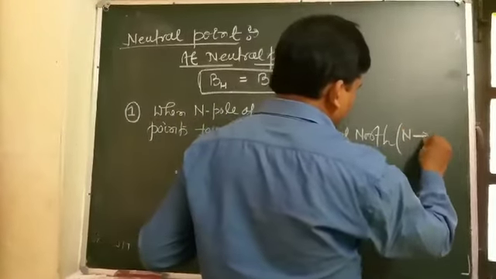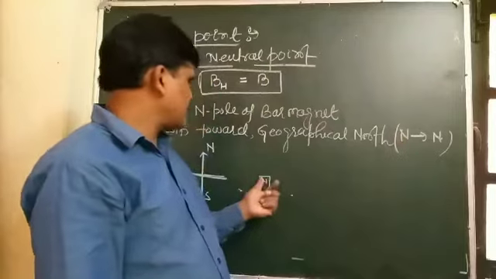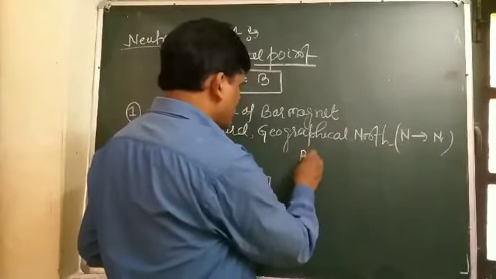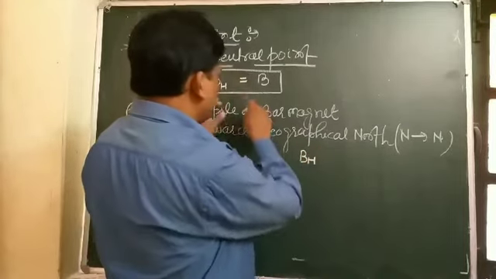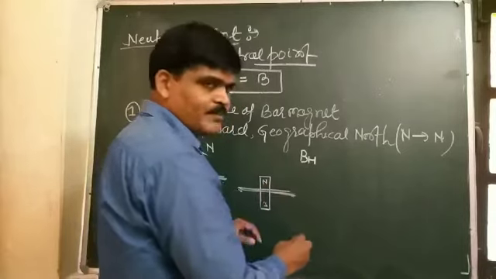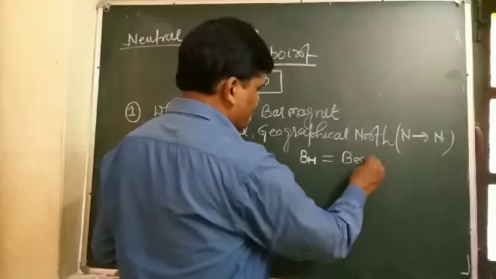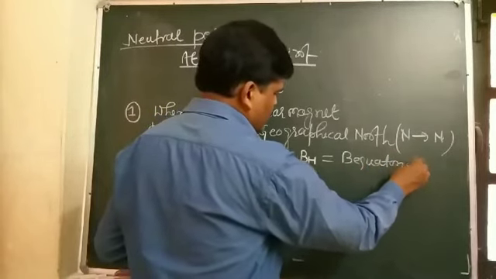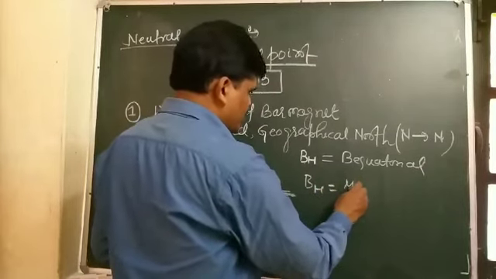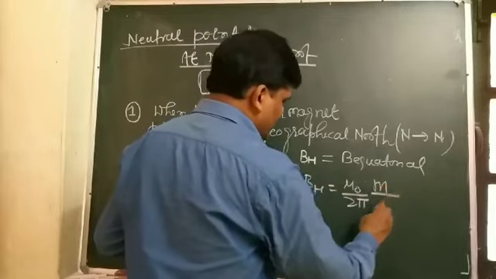Here I have written N to N. N to N means what? When the north pole of the bar magnet points toward the geographical north, then the neutral point is equal to the equatorial point of a bar magnet. So BH is equal to B equatorial, and you must write down BH equal to B equatorial, which is mu naught by 4 pi, M by R cube.